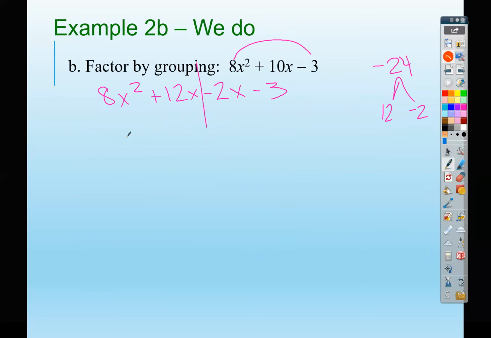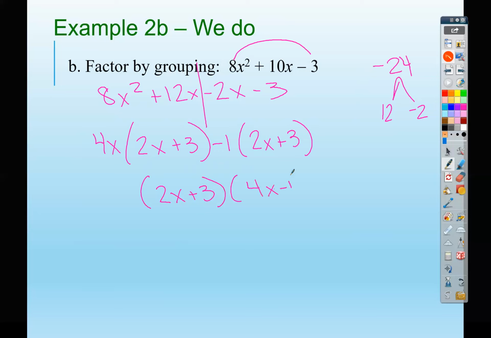Split it in half. I can factor out a 4x, and I'm left with 2x plus 3. In the second binomial, I can factor out a negative 1, and I'm left with 2x plus 3. So the factors that they have in common and the terms that they don't. And that's my final answer.